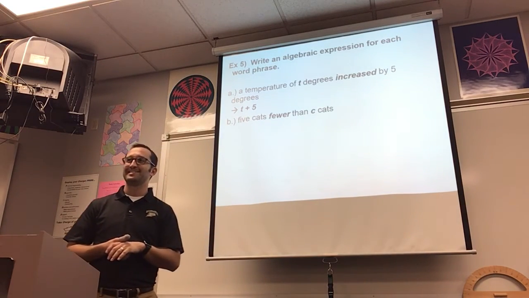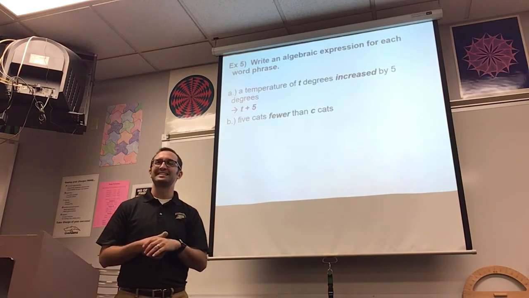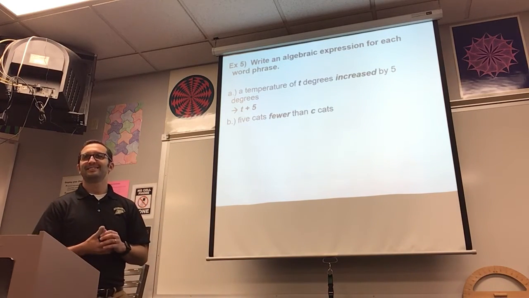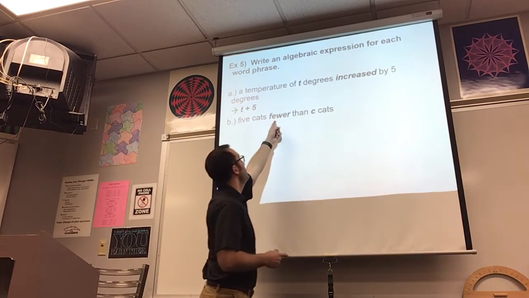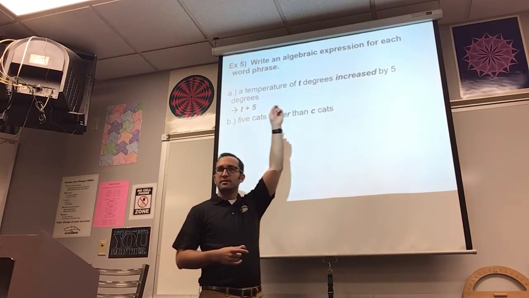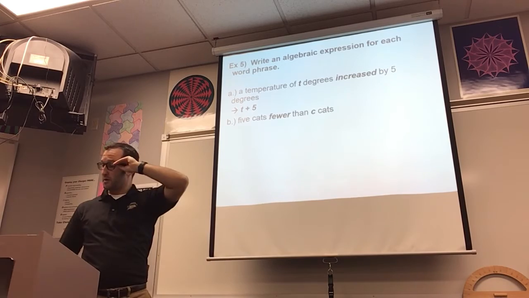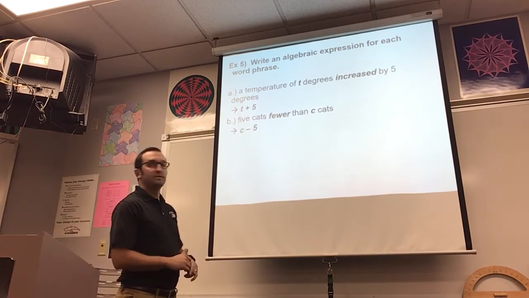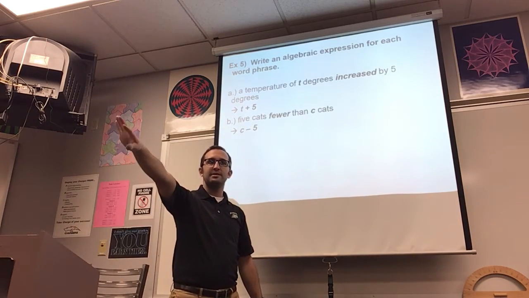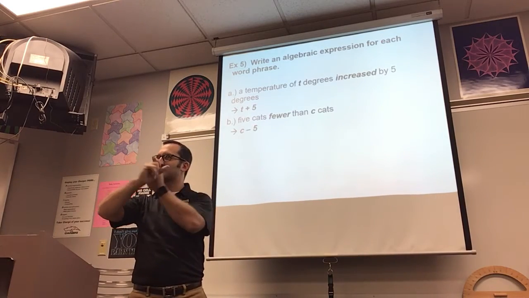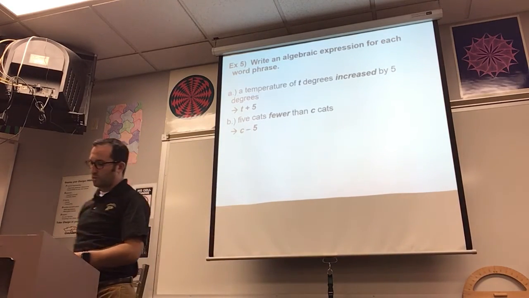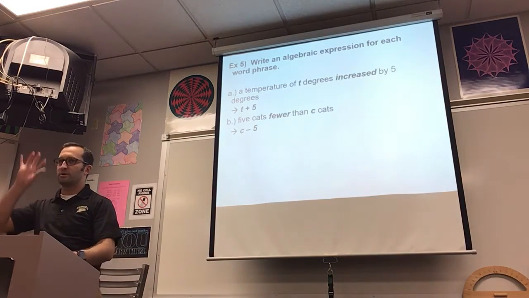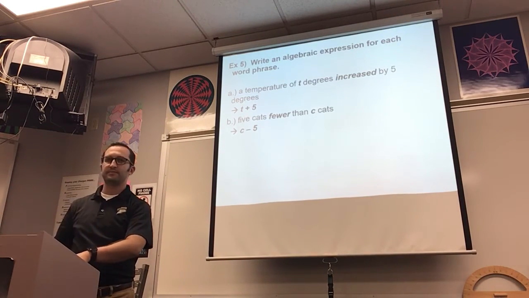Why do you think I'm hesitating on this one? Anna? Is it C minus 5? Yes. Why is it not 5 minus C? Because you have to know how many cats there are first before you can take 5 fewer. Exactly. Did you hear what Kobe said? He said you have to know how many cats there are before you can take 5 fewer than them, right? Fewer than is one of those reverse ones, one of those flippy ones that we gotta do.